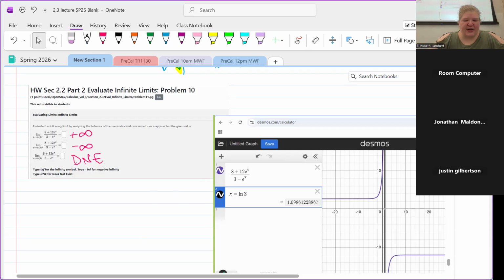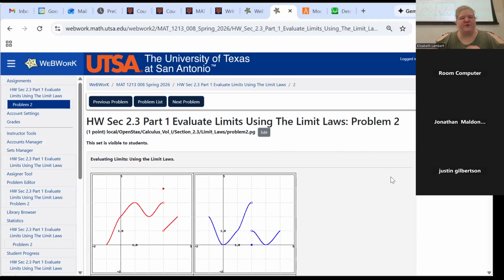All right. Are there any other questions in the web work that you've gotten to that you'd like to see? Here, let me flip the share over to this one from the 2.3, the one that I had the sticker shock on.